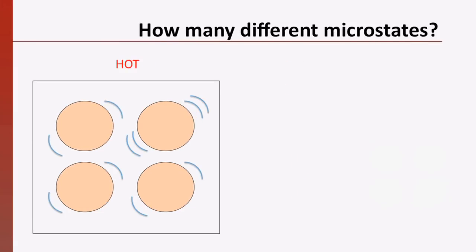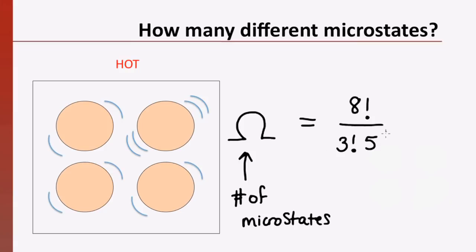If we do the same for our hot bar, where we have 5 quanta of energy that can be distributed in a variety of ways amongst the 4 atoms, we used some math to see that there are 56 possible microstates.